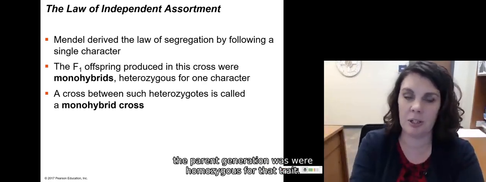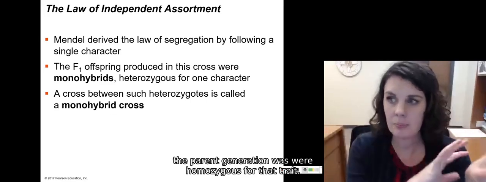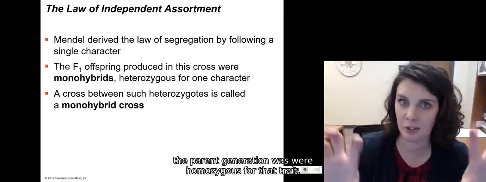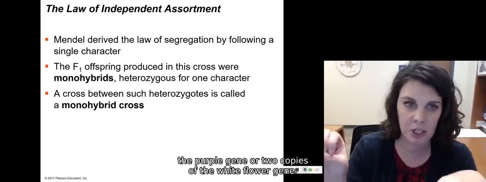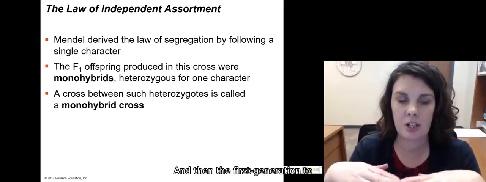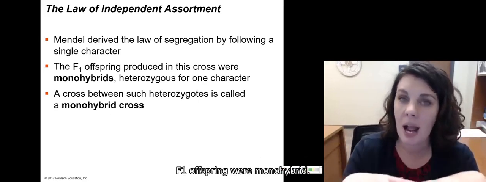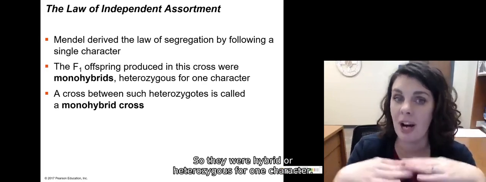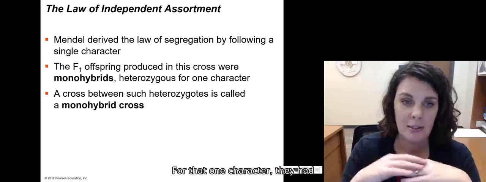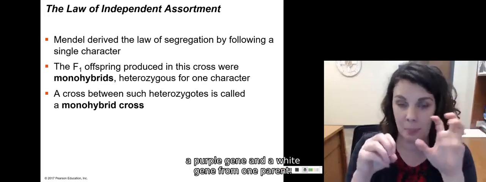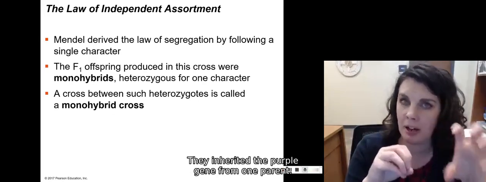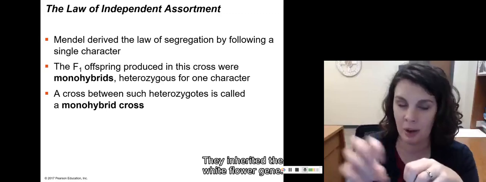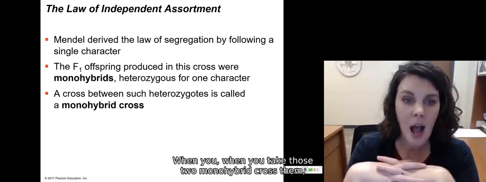the first generation, the parent generation were homozygous for that trait. They either had 2 copies of the purple gene or 2 copies of the white flower gene. And then the first generation, the F1 offspring, were monohybrids. So they were hybrid or heterozygous for one character. For that one character, they had a purple gene and a white gene. So from one parent, they inherited a purple gene, and from one parent, they inherited the white flower gene.